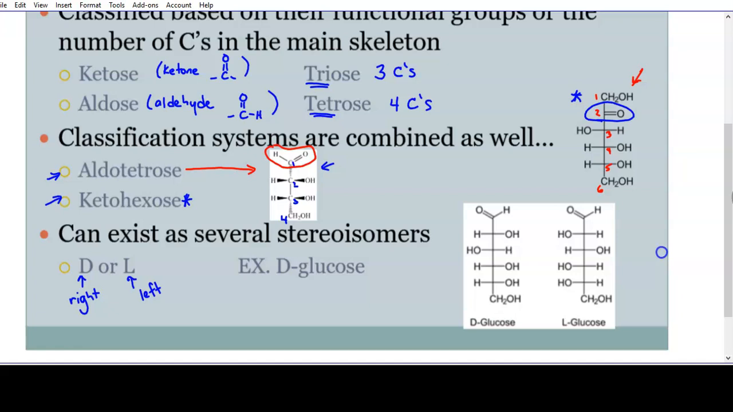chiral carbon. So for this example here, D-glucose and L-glucose is based on this OH group. Notice that this OH group is on the right side of the molecule, where this OH group is found on the left side of the molecule. Okay, so that's how we determine D and L. It's always based on the last OH, the furthest one away, that is on what we will call a chiral carbon. Okay, all right, so let's dive into this a little bit deeper on the next slide.